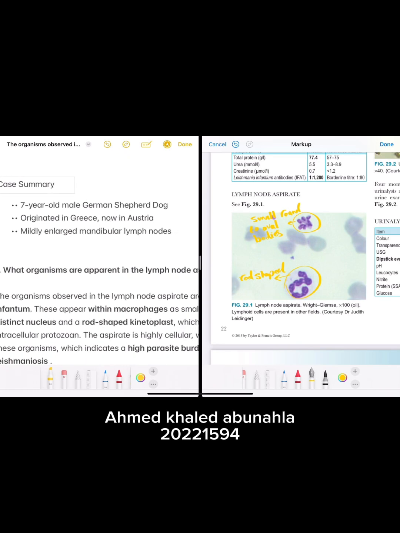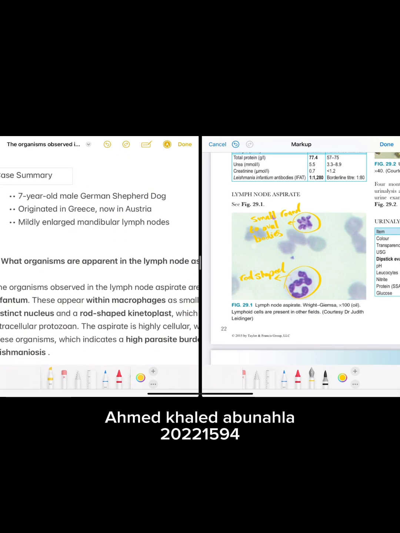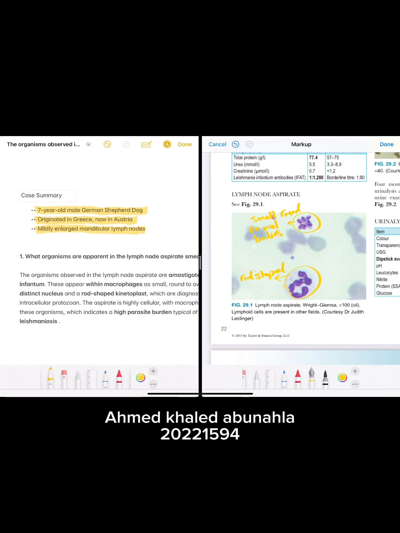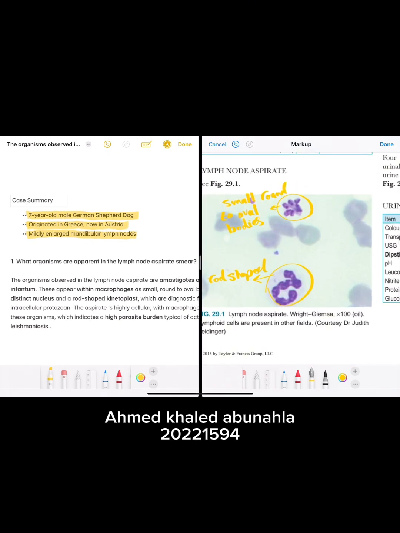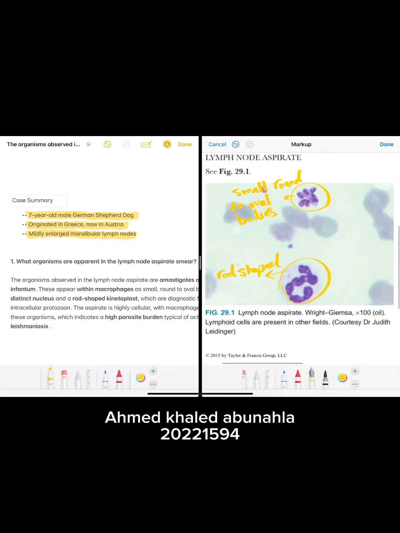Here is the case summary and the givens. A 7-year-old male German Shepherd dog, originated in Greece and now in Austria, with mildly enlarged mandibular lymph nodes. The first question is, what organisms are apparent in the lymph node aspirate smear? First, as we said, there are small round to oval bodies and others with rod-shaped kinetoplasts.